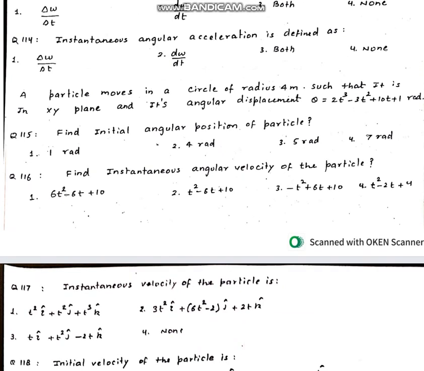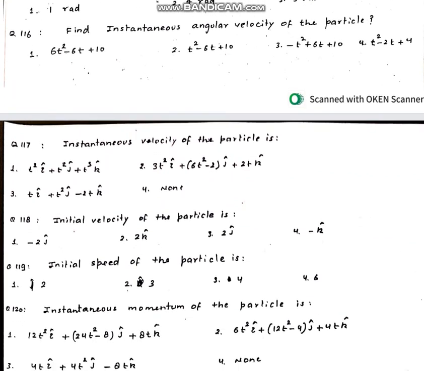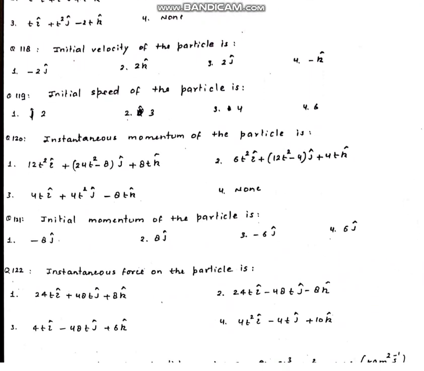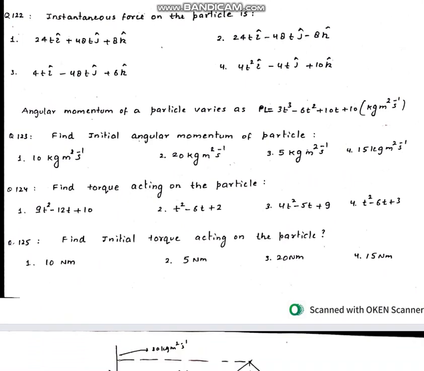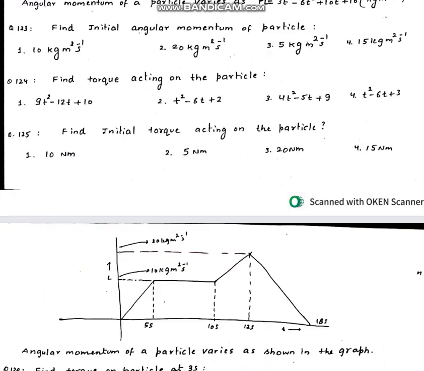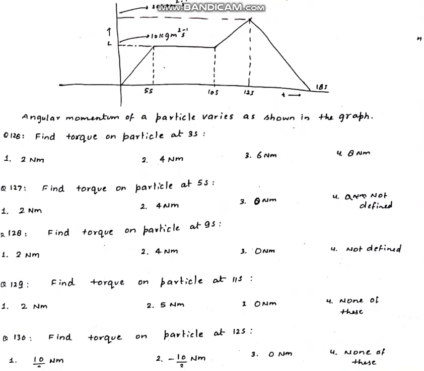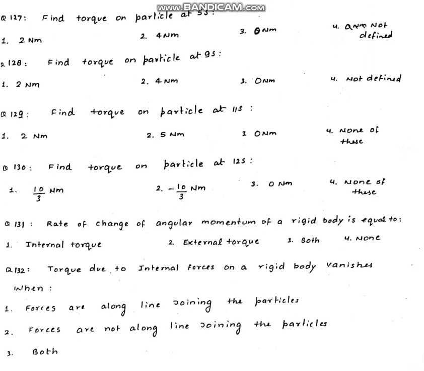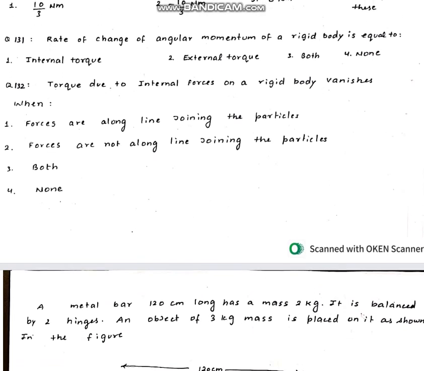Then we have a dimension formula for angular acceleration, average and instantaneous acceleration. Then we are given a numerical based on angular displacement and find angular position. Then angular velocity, instantaneous and at a given instant, speed, then momentum, then initial momentum, then instantaneous force. In the next question, we are given angular momentum. We need to find initial angular momentum, torque, initial torque. Then we are given a question on angular momentum versus time, and we need to find torque at different instants. Then we are asked a question based on angular momentum and torque.